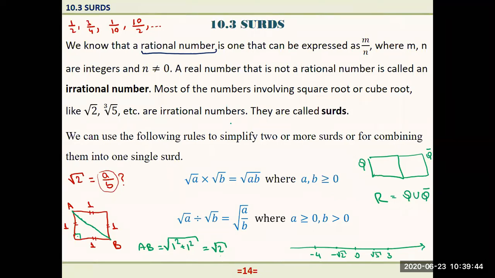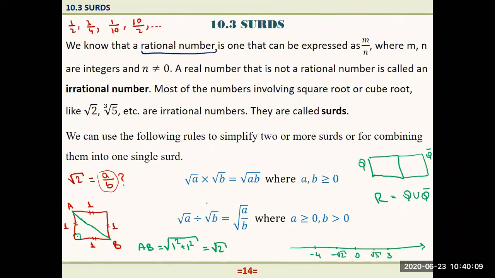Anyway, most of the numbers involving square roots or cube roots, like square root of 2, third root of 5, square root of 7, square root of 11, square root of 20, are irrational numbers, and they are called surds. That's involving this root, we call them surds.